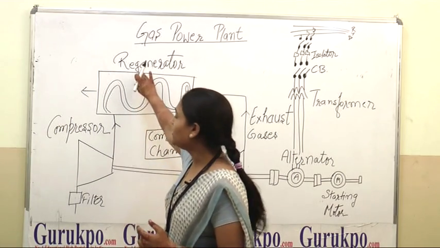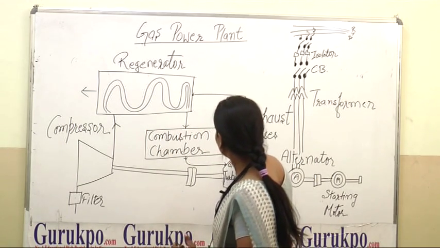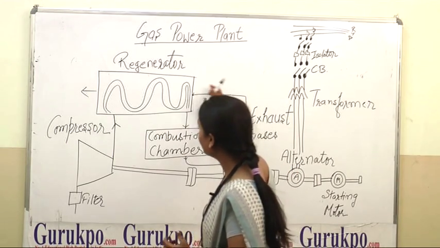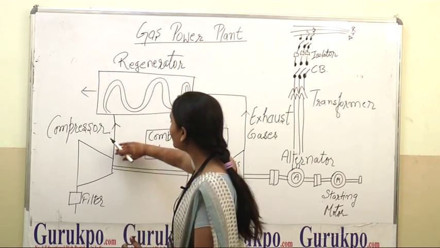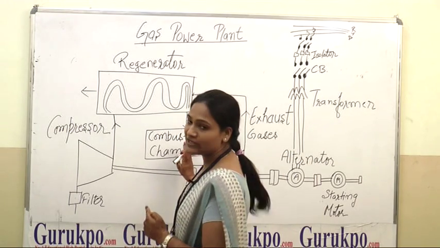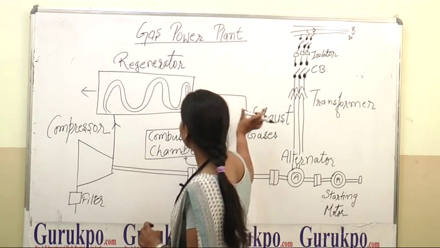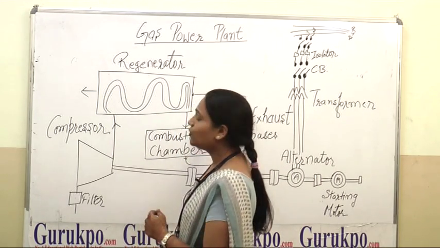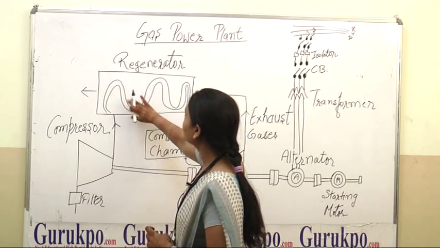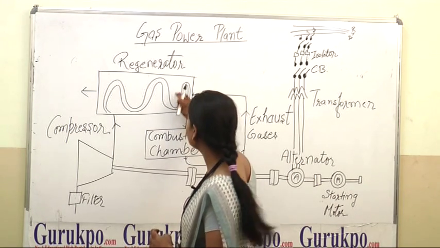What is a regenerator? A regenerator is basically a process instrument where the exhaust hot gases of the gas turbine are utilized to heat the incoming air, which is at very high pressure, before going to the combustion chamber. So with the help of the regenerator, we utilize the exhaust gases' heat to heat up the high pressure compressed air.